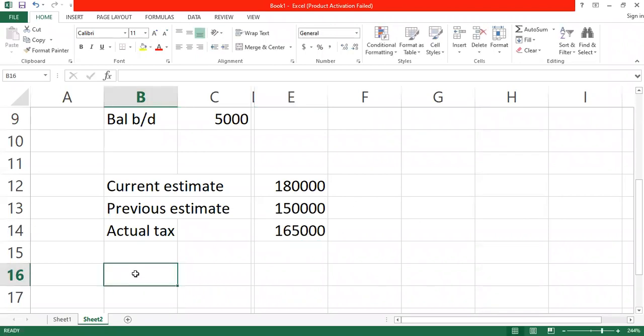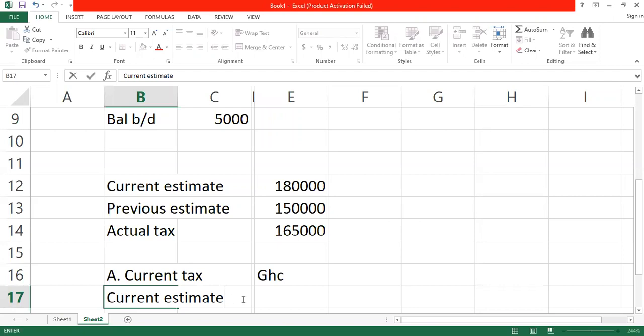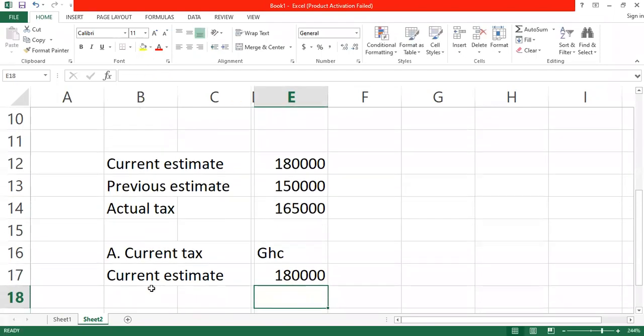Okay, so let's show our A, which is the current tax schedule. Let me put the amount here. So what is the current year estimate? It's 180,000, isn't it? Yes. Okay. So our previous estimate was how much? 150,000. So we subtracted 150 from the profit.